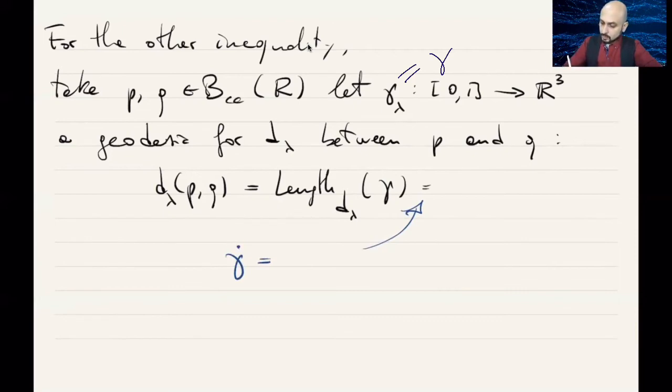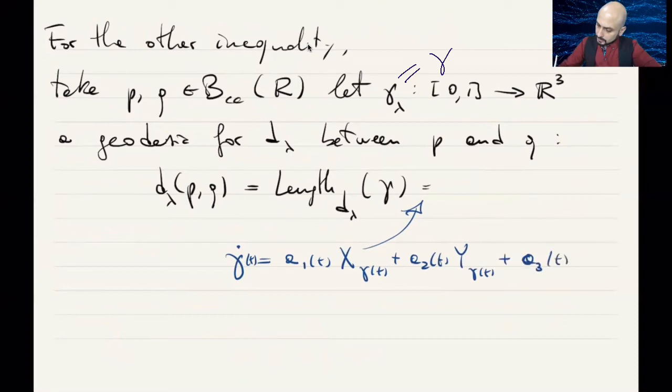So we can decompose the derivative as a1(t) X at gamma(t) plus a2(t) Y at gamma(t) plus a3(t) Z at gamma(t). Okay, now what is the length?